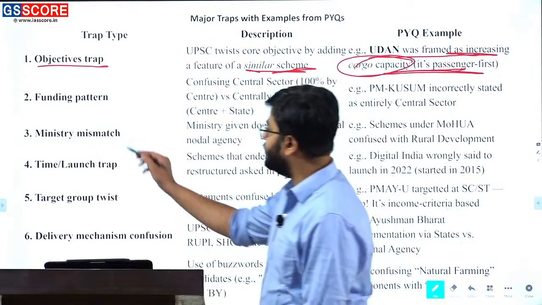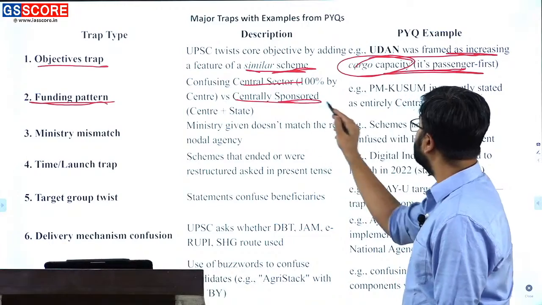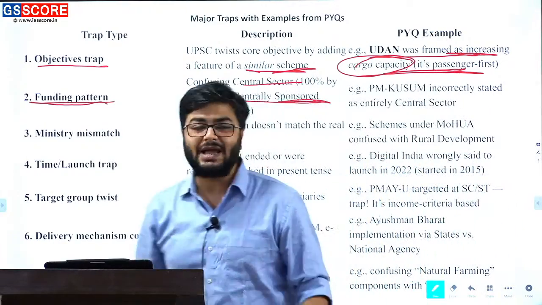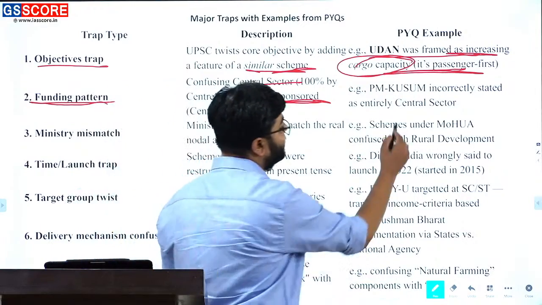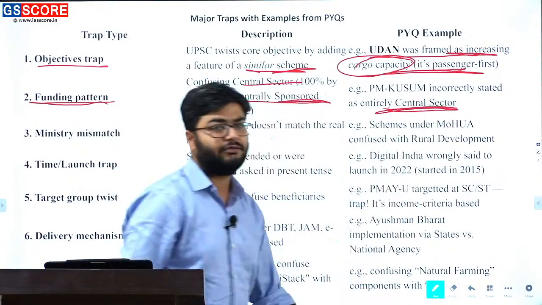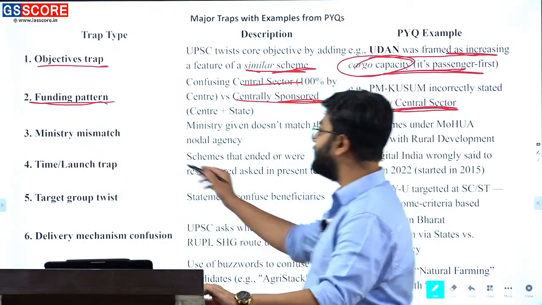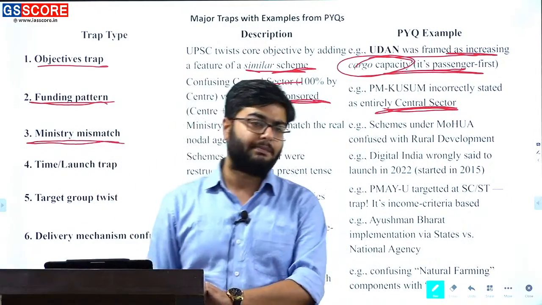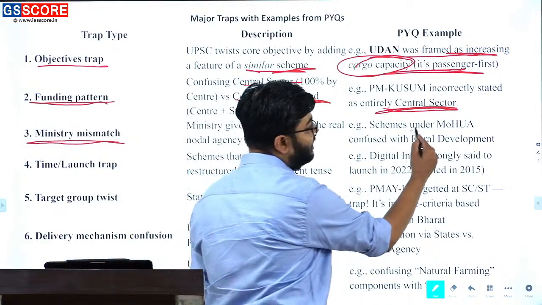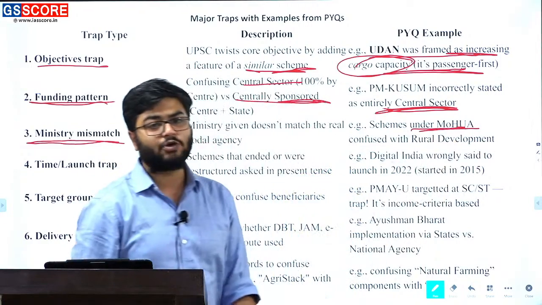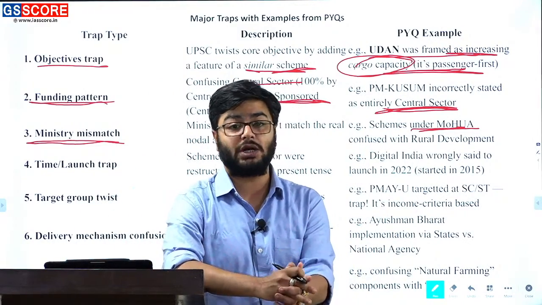Similarly, the funding pattern, central sector and centrally sponsored. For example, PM Kusum was labeled in one PYQ as entirely central sector, which is not the case. Similarly, ministry mismatch. Schemes that are under the Ministry of Housing and Urban Affairs might be confused with the Ministry of Rural Development.